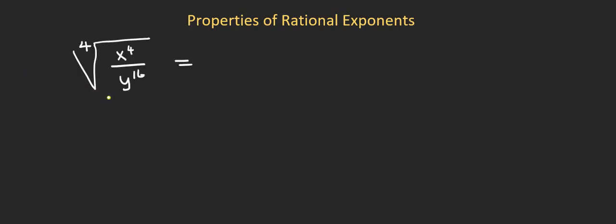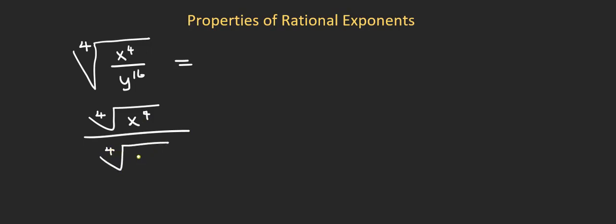Let's take a look at the next example. You've got the fourth root of x to the fourth over y to the 16th power. So this will be the same thing as the fourth root of x to the fourth over the fourth root of y to the 4, that whole thing to the fourth power.